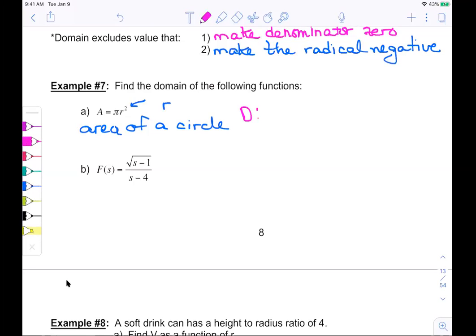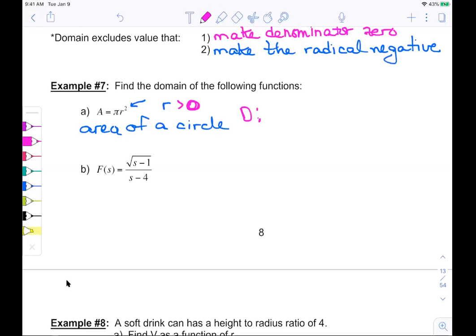Can't be 0, and it can't be negative. So why is that, Jack? I think that was Jack who answered my question. Yeah, because it's a circle, so it can't be negative or 0, because then our circle wouldn't exist.